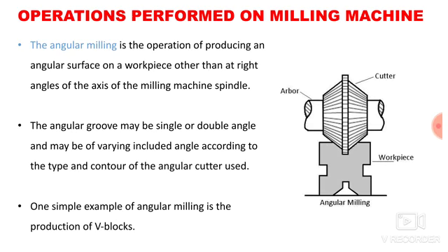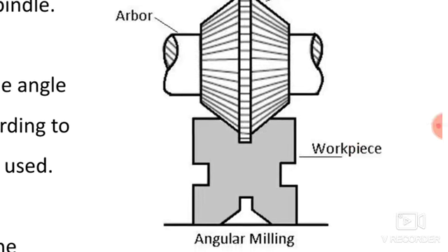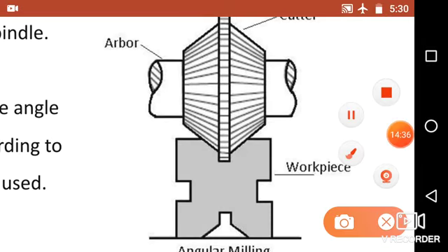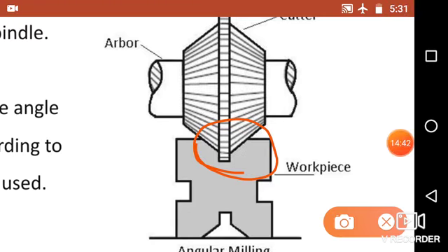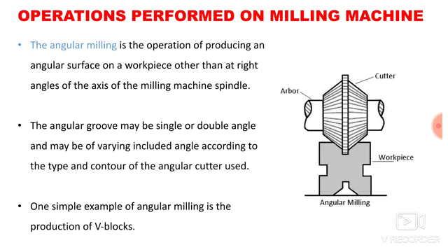One simple example of angular milling is the production of a V block. So here we are producing a V block with the help of the angular milling operation. This is a V block, and this V block is machined with the help of an angular milling cutter. We are getting the same angle as that of your cutter. So simply you have to mount the angular milling cutter over the arbor, and then you have to give the feed against the workpiece, and you can produce a surface which is at some angle. This is all about the angular milling operation.